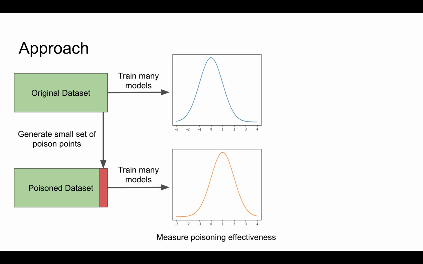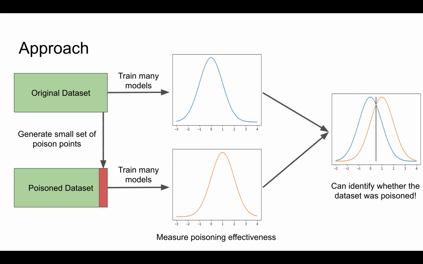So we run the algorithm many times, measuring the poisoning effectiveness of each model. We'd expect the poison data to result in more poisoned models, and the extent to which that is the case, that is, the accuracy with which we can guess whether a model was trained on poisoned data, allows us to compute a lower bound on epsilon.